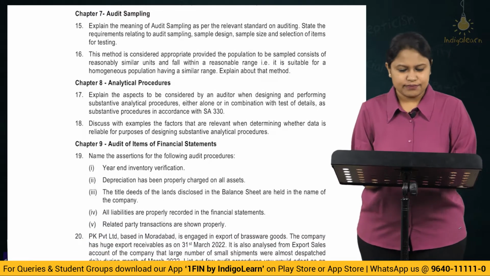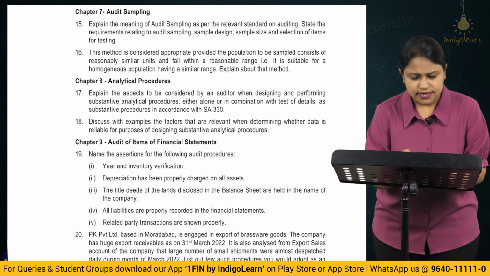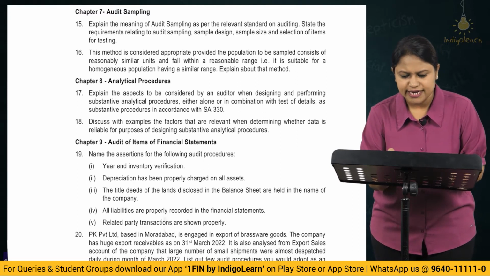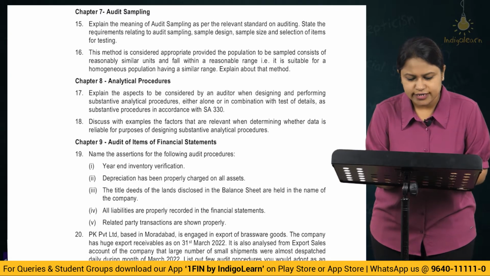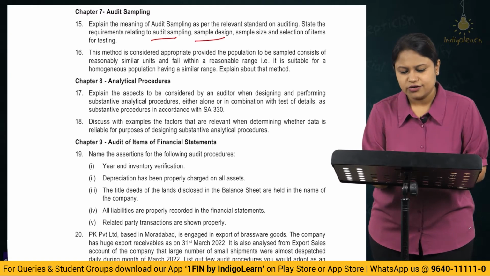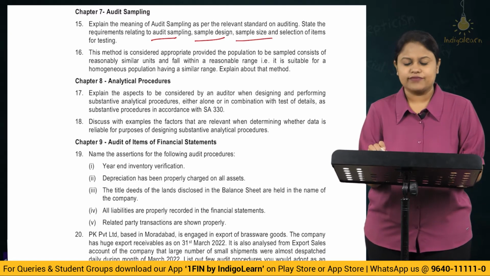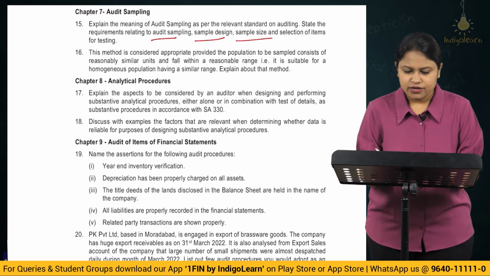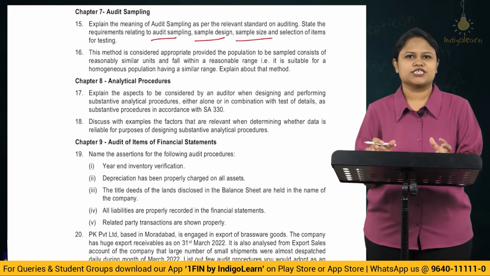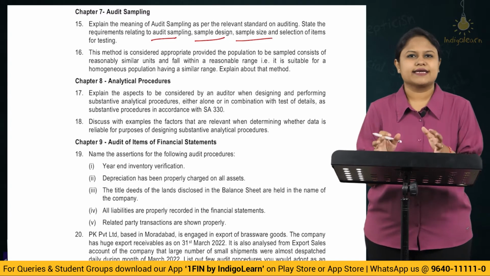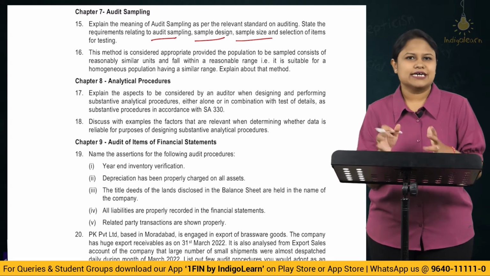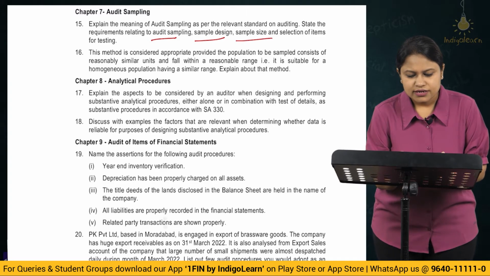Then you have audit sampling, the next topic. Explain the meaning of audit sampling as well as the relevant standards on auditing. State the requirement relating to audit sampling, sample design, sample size and selection of items for testing. Alright, so here the entire focus is on SA 530. What you mean by sampling is checking less than 100% of transactions. That is what you mean by audit sampling.